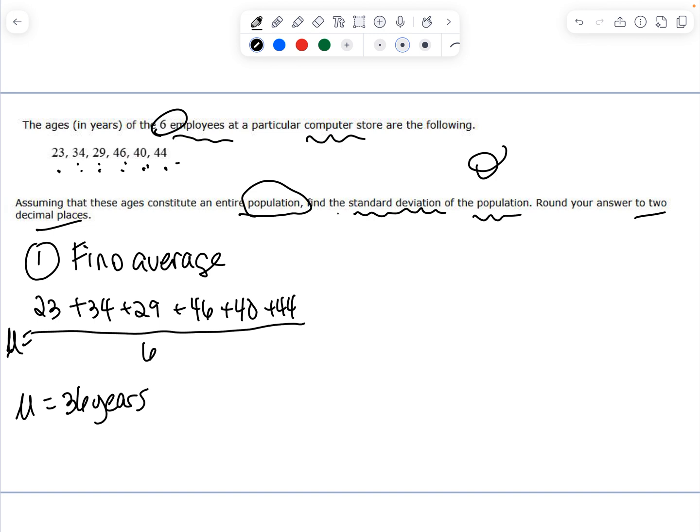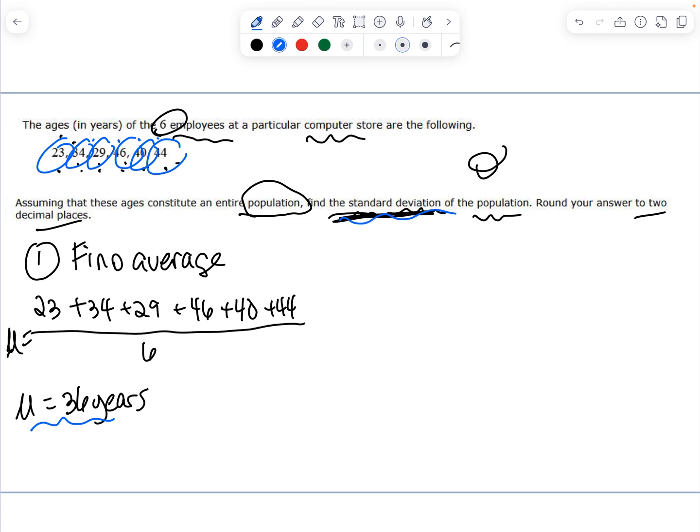Deviation means how far away these ages have deviated from the mean. Now, not everybody is 36 years old. You have people that are older than 36, and people that are younger than 36. So we're looking for the deviation in general.